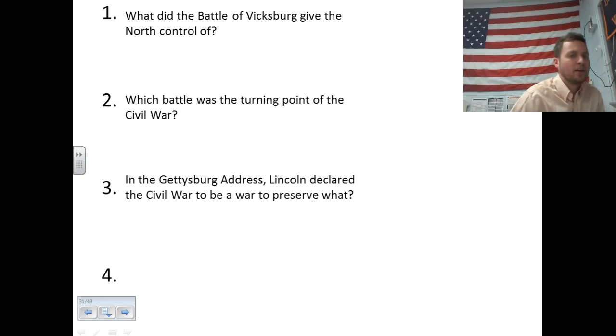3. In the Gettysburg Address, Lincoln declared the Civil War to be a war to preserve something. What? What did he want the Civil War to preserve? He said it in the Gettysburg Address.